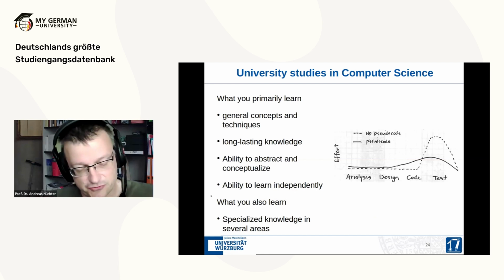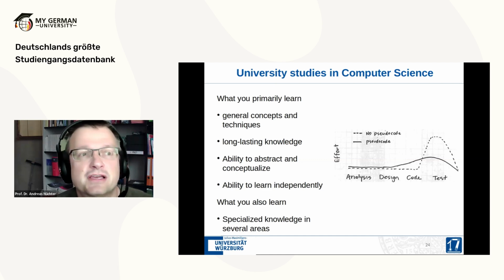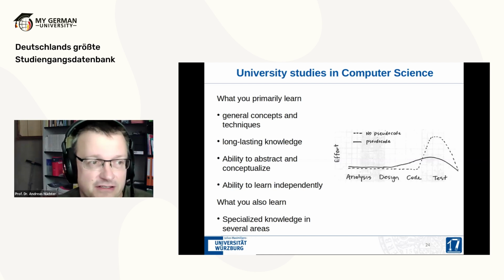We focus here at German universities, in Würzburg, on long-lasting knowledge. So we want to enable you to survive until you are 60, 65, 70 in the economy. You will learn how to learn new things, and this includes the ability to abstract and conceptualize, and you will then be able to learn independently.